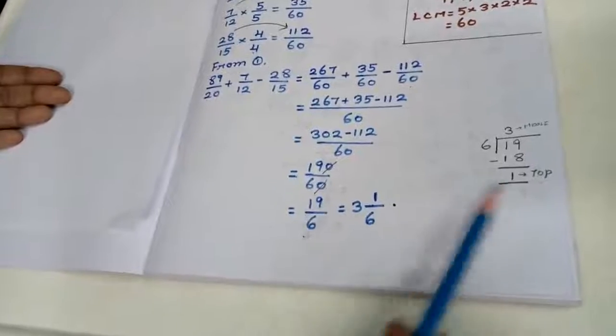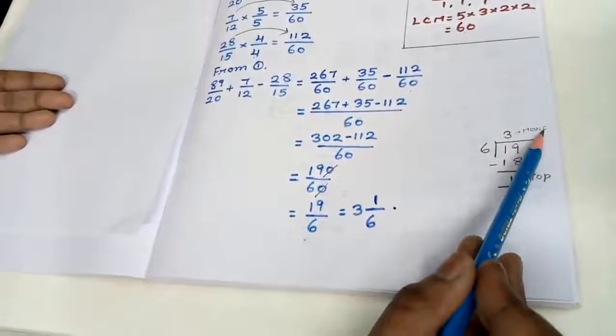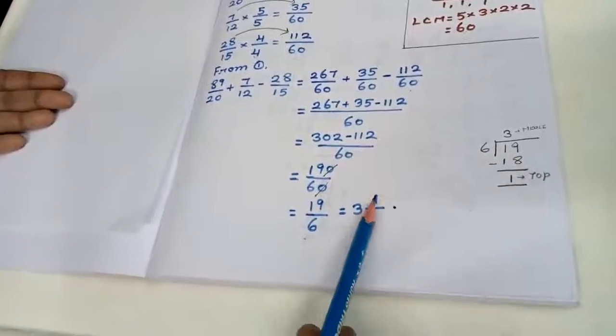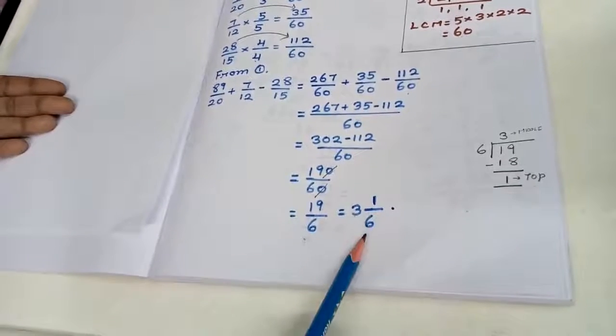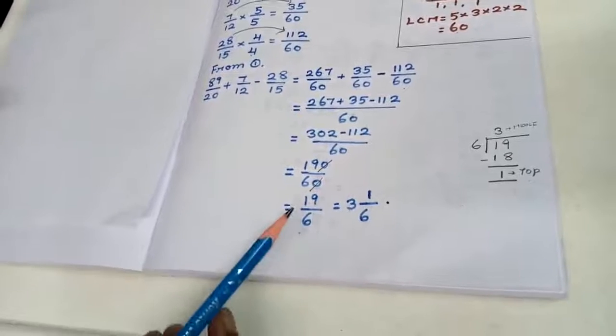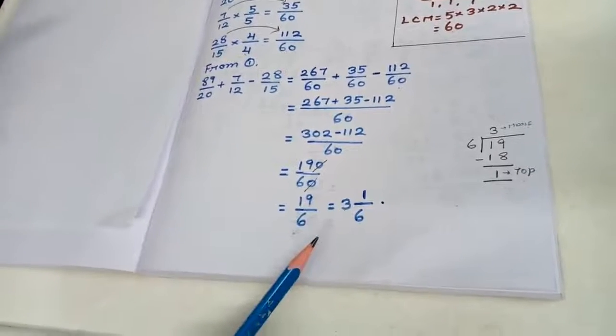Divide 19 by 6. This value you are going to write in the middle, and the remainder you are going to write on top. So 3 1 by 6. 6 3s are 18 plus 1, 19 by 6. So this is a way of doing the calculation in your exercise 2b.